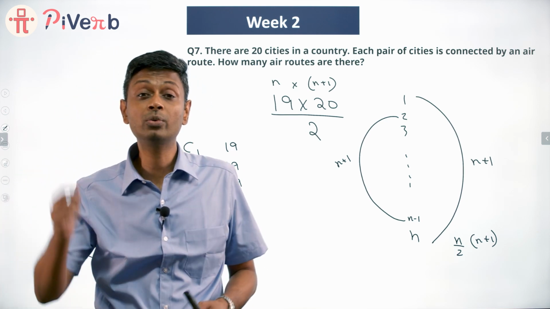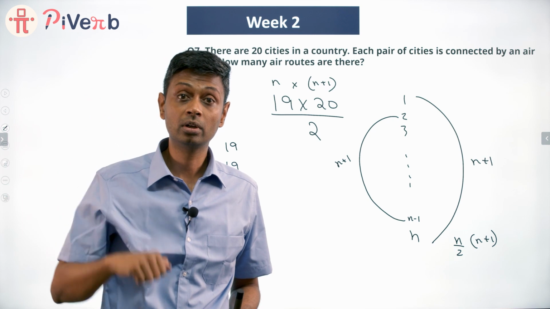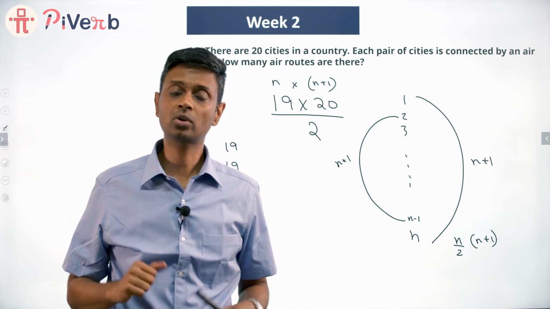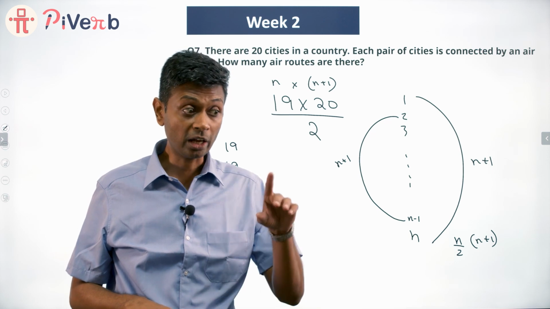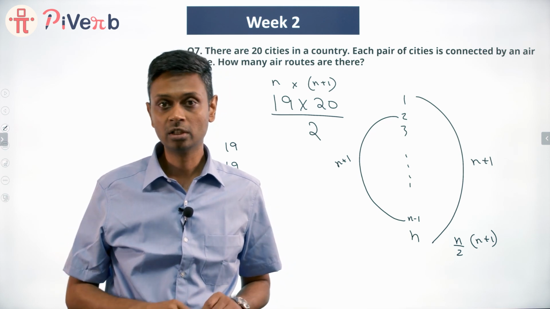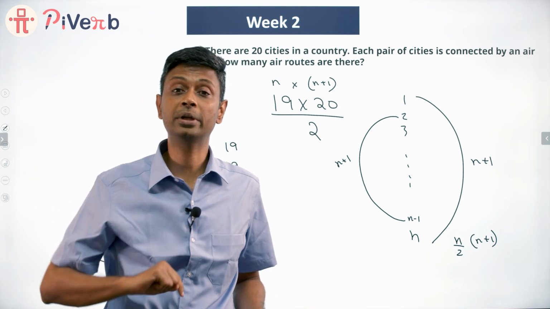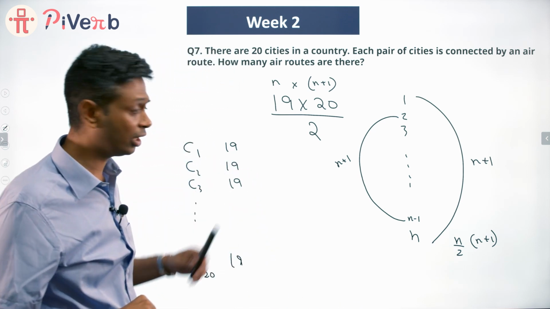Why should I count C1, C2 only as part of C1? I'll count it as C1, C2 and I'll also count it as part of C2. Suppose you are listing down all the cities. You cannot say everybody can go to the final city but you can't go from the final city to anywhere. You can. Why should we discriminate against C20? So from each city there are 19 routes.